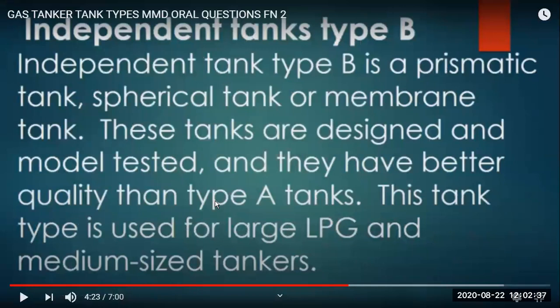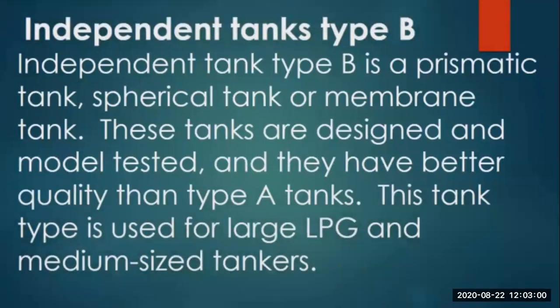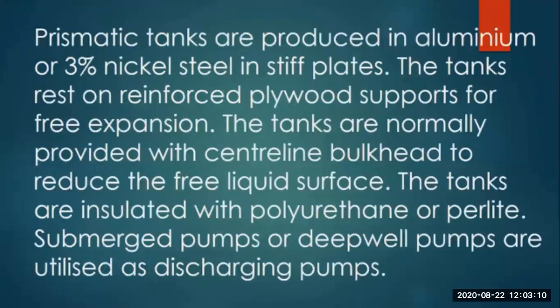The independent tank type B is again prismatic, but it can be spherical also, or membrane tank. These tanks are model tested and better than type A, stronger, and used for big LPG ships or medium sized tankers. The pressure rating is not much mentioned here. You can just write that it's stronger than type A, because you have very little time. So this is enough points to write in the exam.